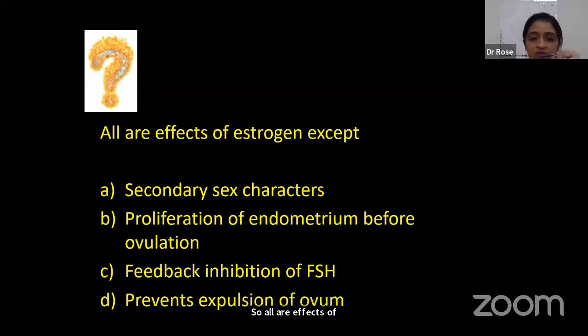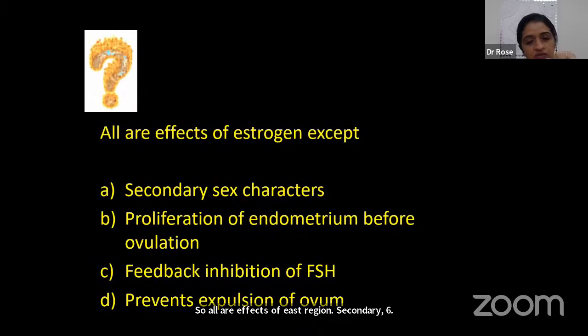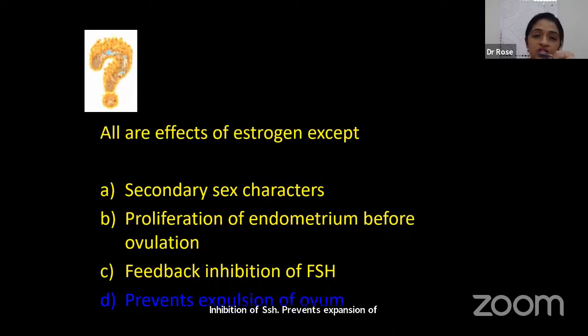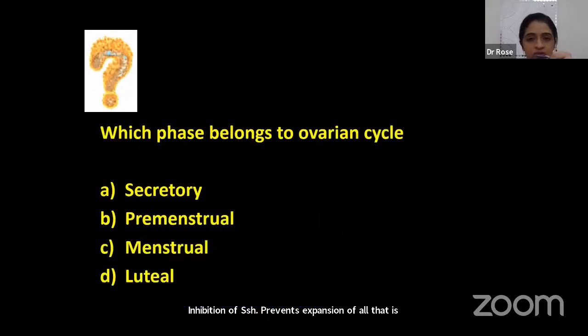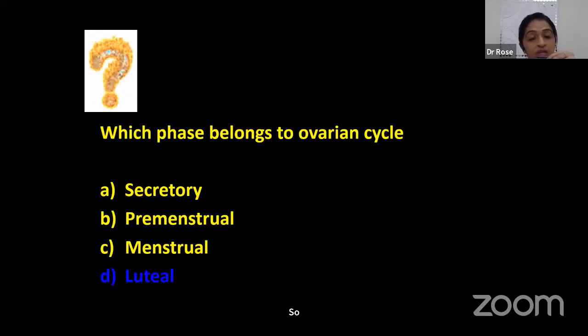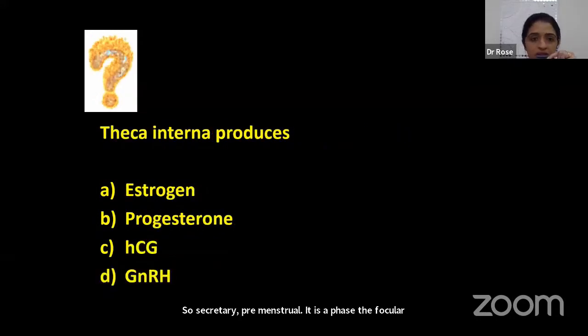So all are effects of estrogen: secondary sex characters, proliferation of endometrium before ovulation, and feedback inhibition of FSH, which prevents expulsion of the ovum. Maintenance of pregnancy is the role of progesterone. Which phase belongs to the ovarian cycle? Secretory, premenstrual, menstrual, luteal. It is the follicular and luteal phase which belong to the ovarian cycle.